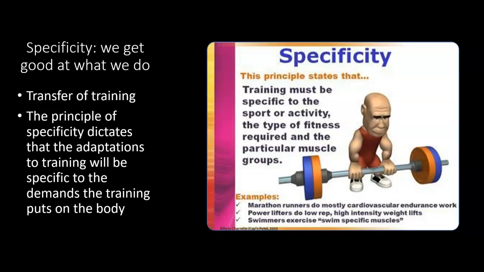Well, one, we can make training specific with the use of specific energy systems, okay, which we just talked about. We can make training specific in terms of movement patterns, okay. So for example, if I wanted to get better at golf and I wanted my training in the gym to transfer over to that, I probably would want to work on rotational things. So maybe medicine ball tosses, side tosses.